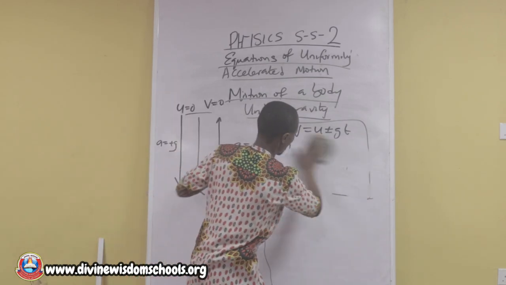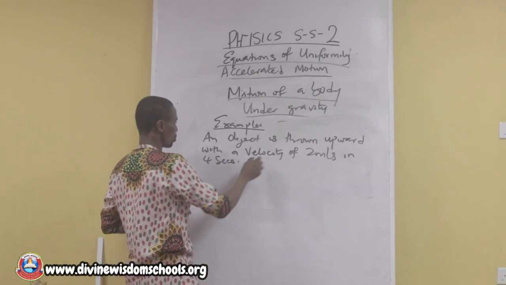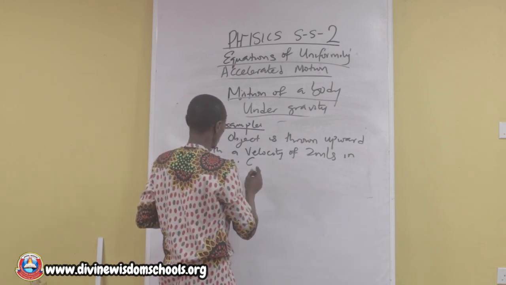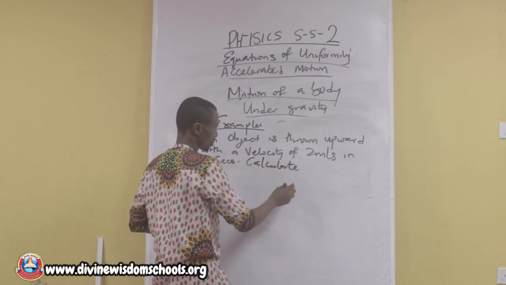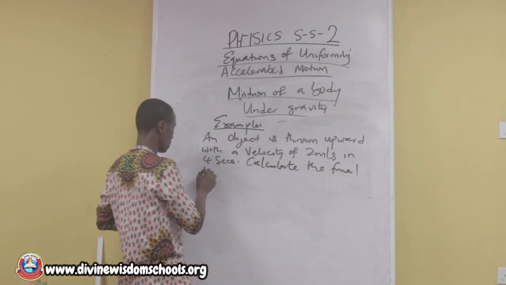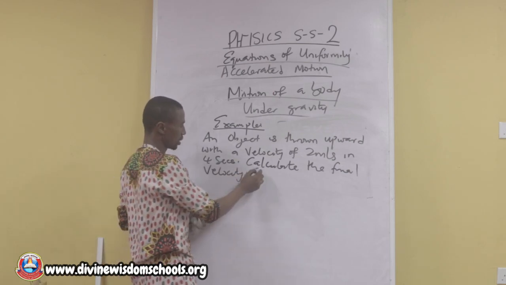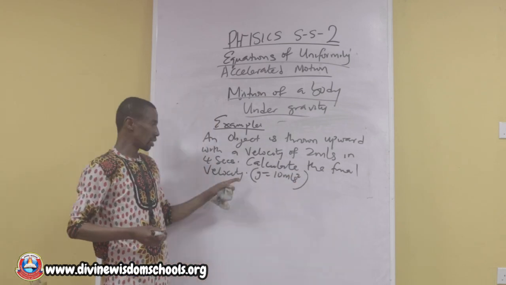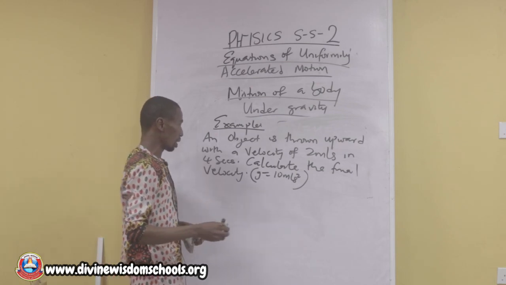Quickly, let's take an example on this. An object is thrown upward with a velocity of 2 meters per second in 4 seconds. Calculate the final velocity. Now, normally we give g here. g equals 10 meters per second squared. Sometimes g, which is acceleration due to gravity, can be given as 9.8 meters per second squared.